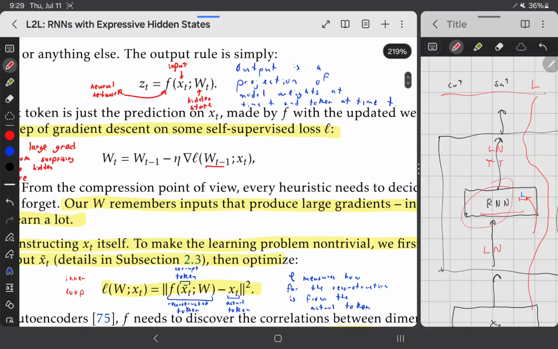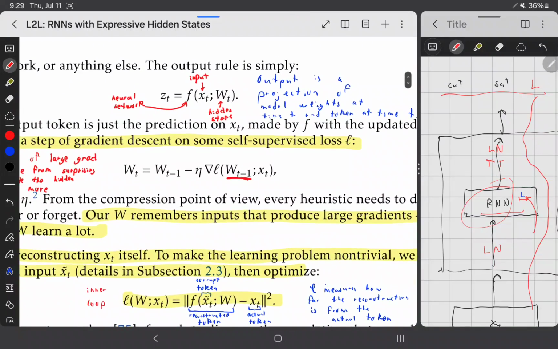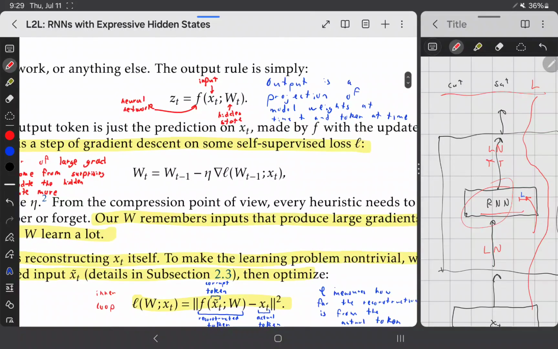So W_t is going to be our hidden state. So we have some hidden state at time t, and we have one at time t minus 1. Whenever we get a new token, we want to update that hidden state, and we want to update it by the gradient with respect to some loss function. This loss function is going to be used to inform the model how to update this hidden state.